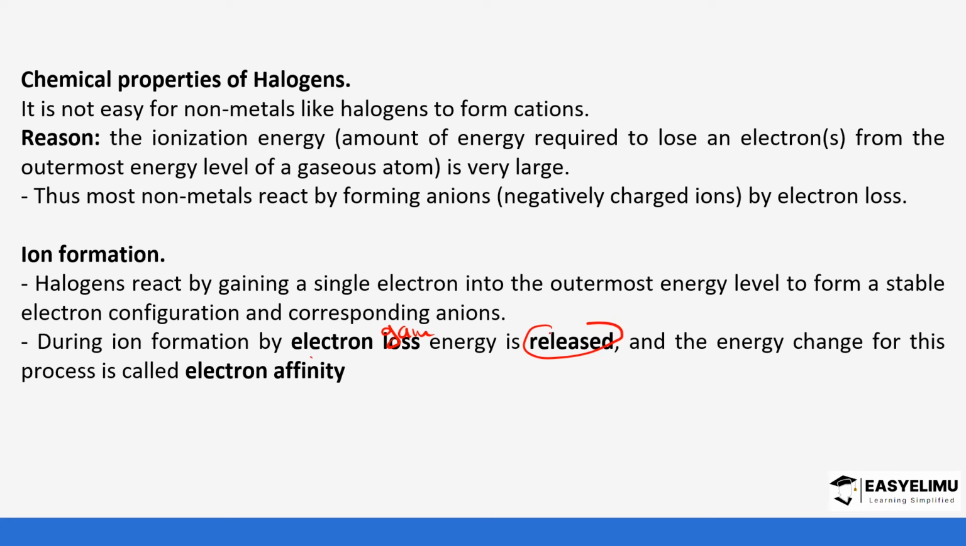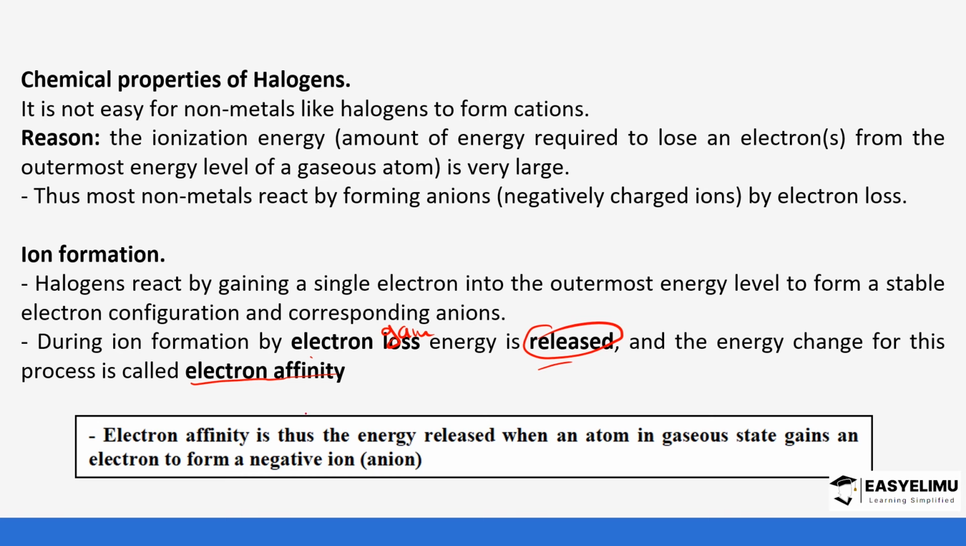During this electron gain, energy is released. Initially we talked about ionization energy required, so we are absorbing that energy. But in this case, the process of gaining, we are releasing energy. We usually call this process electron affinity. Electron affinity is the energy released when an atom in gaseous state gains an electron to form a negative ion. Ionization energy is the energy required, while electron affinity is the energy released.